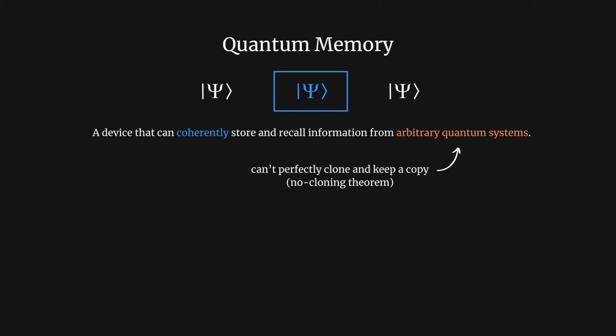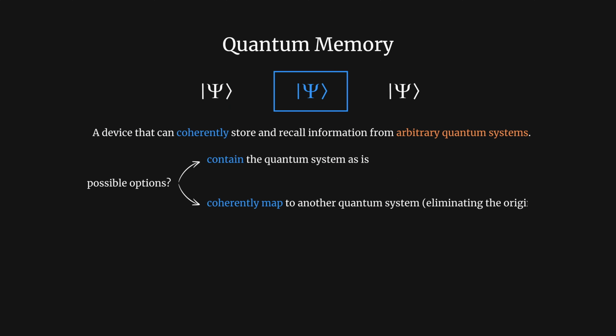We're not going to be discussing that, but we can think about some systems where theoretically we can store and recall entire quantum information. So here are two plausible ideas. The first one is straightforward. You can somehow contain the entire quantum system and release it when you need it back. The other option is to coherently map all the quantum information from this system onto another quantum system. But in this case, our original quantum system must be entirely eliminated after complete mapping. Otherwise, we would have made a total copy.